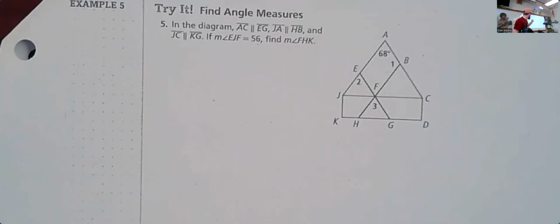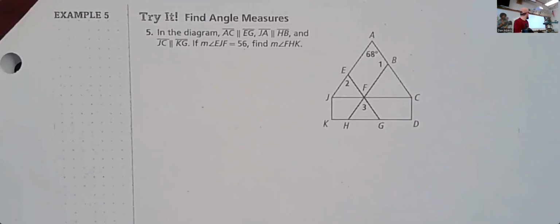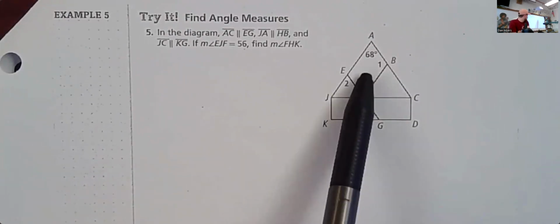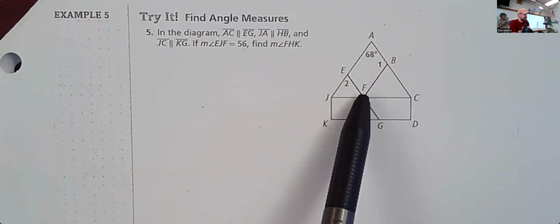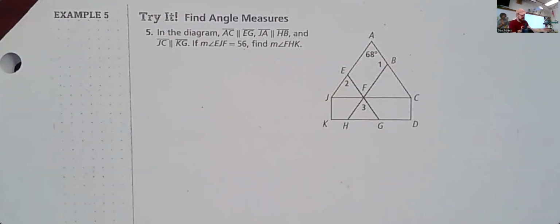One more quick example. Same original diagram. I want you to try to work through the rest of this on your own. The angles, by the way, are the same as what they were on the last page. You're just figuring out a different angle measurement. You're trying to figure out the measure of angle FHK, given that the measure of angle EJF is 56 degrees. So first of all, angle 3 is still 68. Angle 1 is still 112. The top angle here at point F is still 68 degrees. All those things are the same.